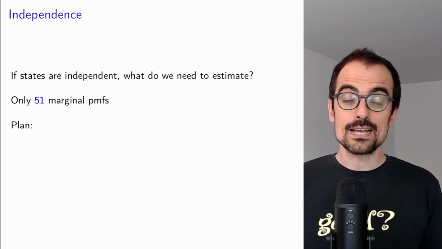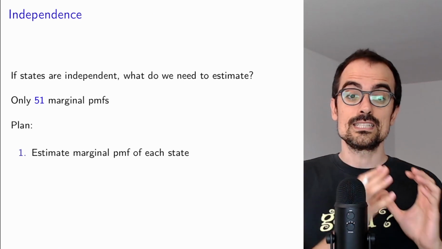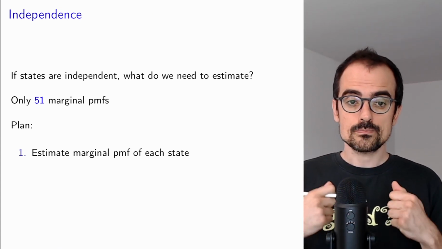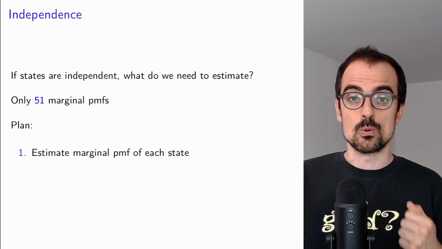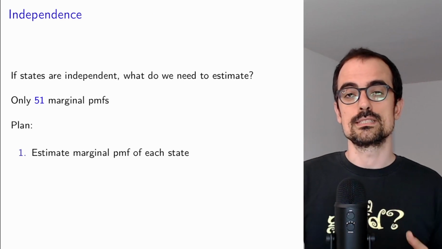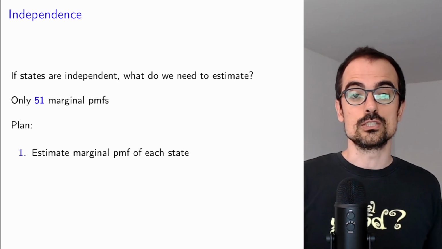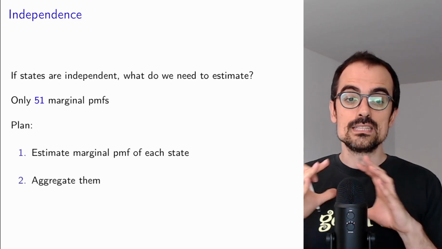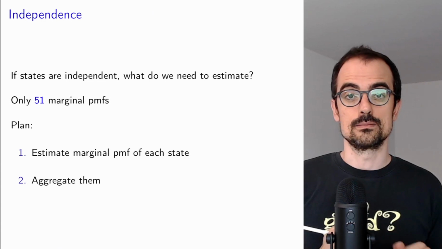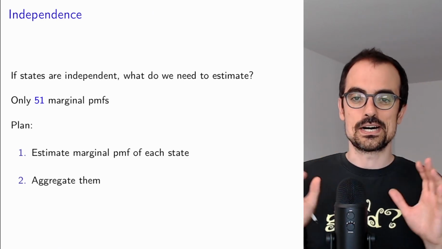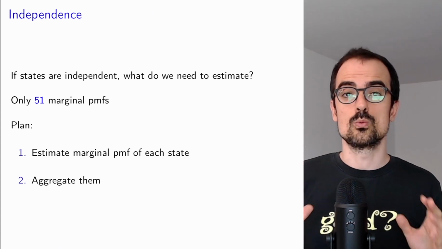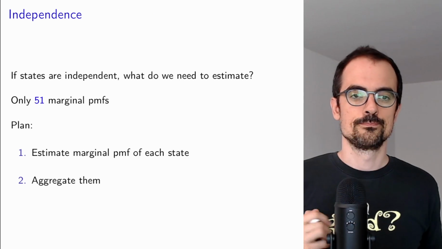So a reasonable plan is to estimate the marginal PMF of each state. In other words, determine what is the probability that the Republican candidate is going to win in each state separately, and then aggregate that into our final estimate. And this general strategy is often used when forecasting real elections.